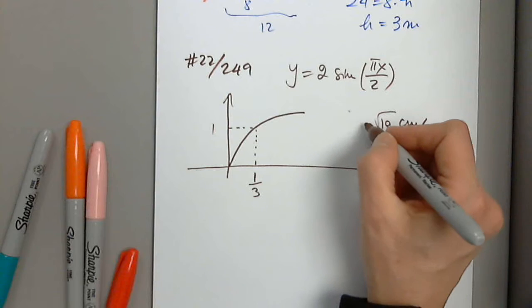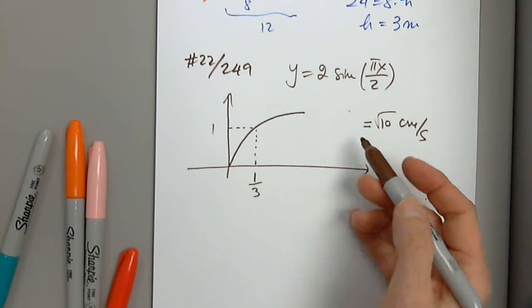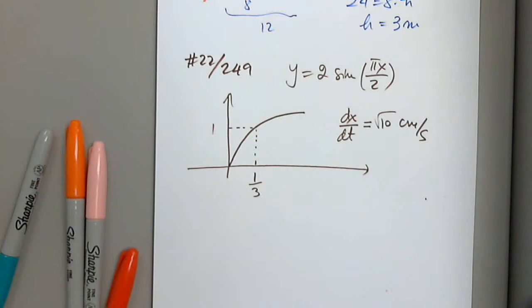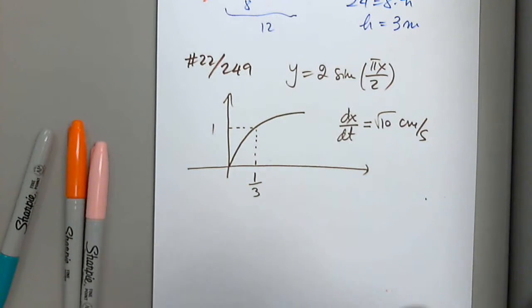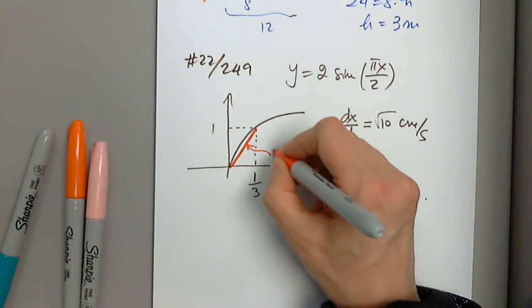So what does this mean? Its x coordinate increases at a rate of the square root of 10 centimeters per second. What is this? Well, dx over dt. Very good. The rate of change of x with respect to time at a particular instant. Fine. How fast is the distance from the particle to the origin changing at that time? I'm going to call this W.